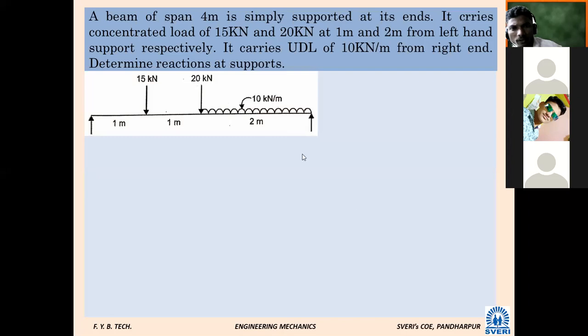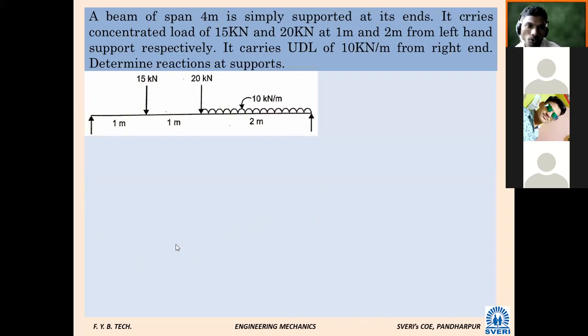What is the meaning of UDL? Uniformly distributed load. Okay. So the way we were drawing a free body diagram of our cylinders, here also we can draw. What is the type of beam? Read the problem and tell me. Simply supported beam. Okay, it is a simply supported beam.